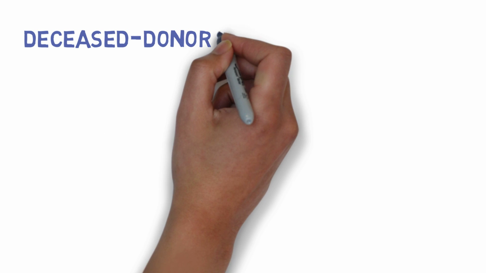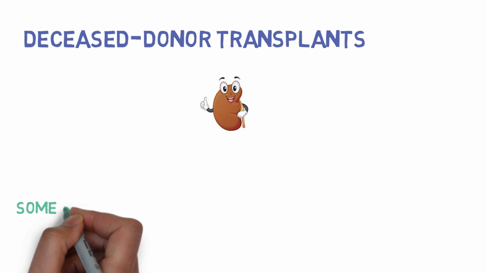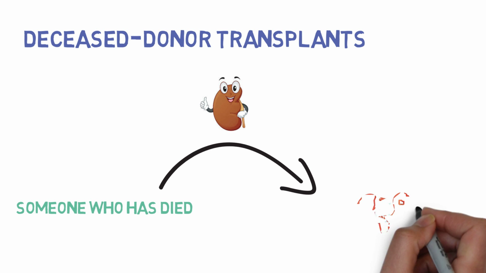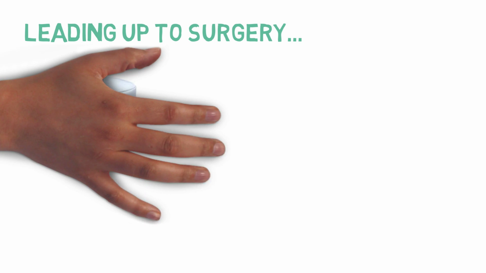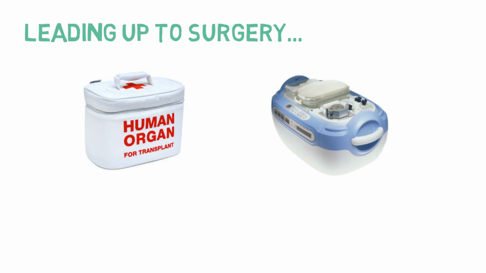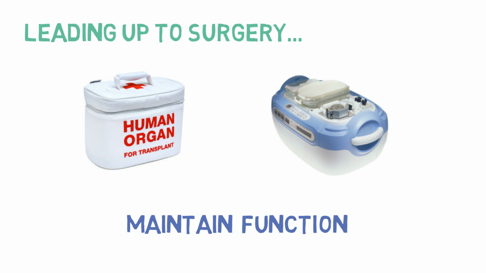Deceased donor transplants occur when a kidney is transferred from someone who has recently died to a recipient whose kidneys have failed. Leading up to surgery, the donated kidney must be stored on ice or be supplied with nutrients and oxygen to maintain its function.